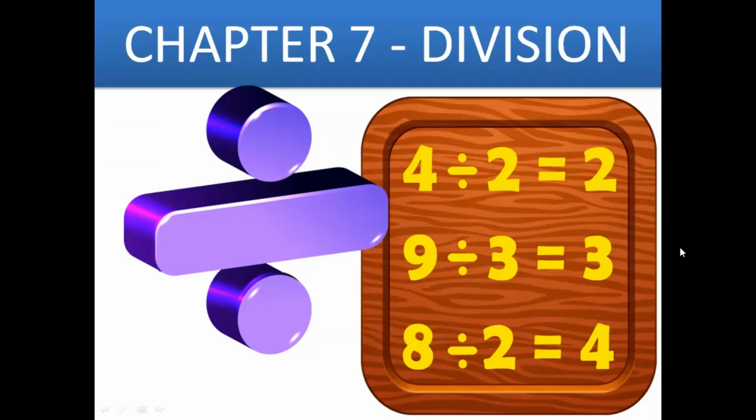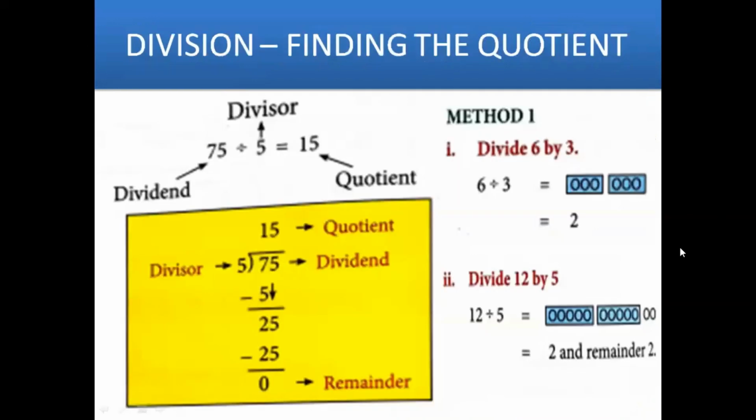Good morning, children. Today we are going to learn Maths Chapter 7. Division means finding the quotient. Let us discuss each in detail. For example, 75 divided by 5 equals 15. 75 is the dividend, 5 is the divisor, 15 is the quotient.